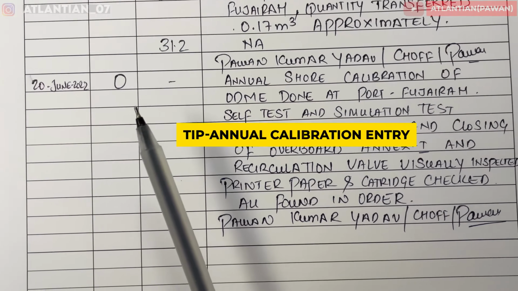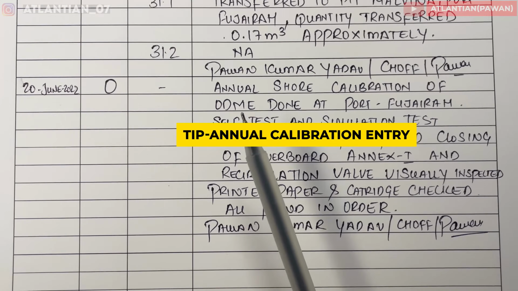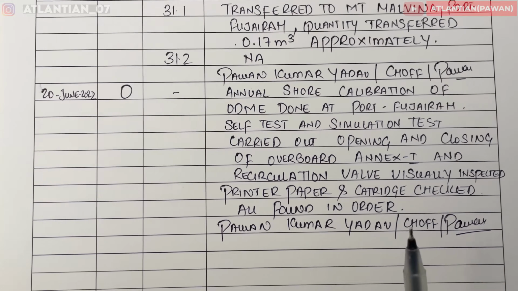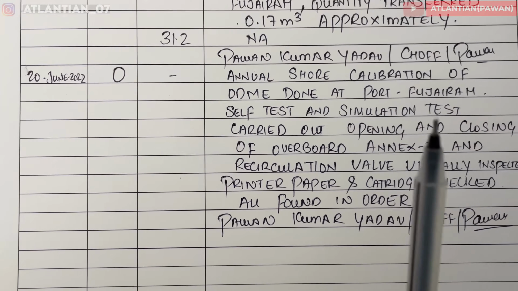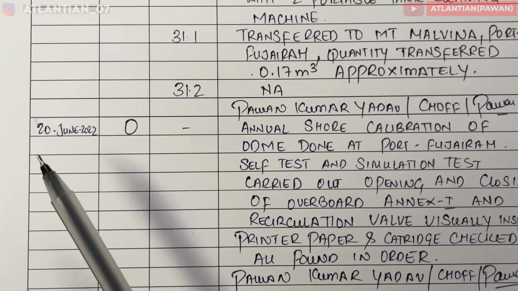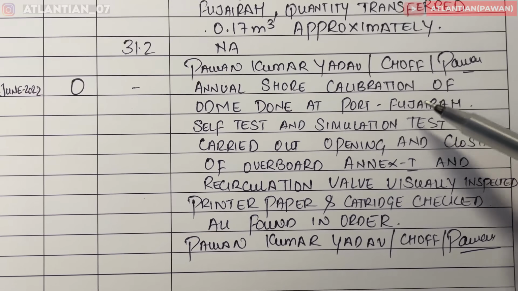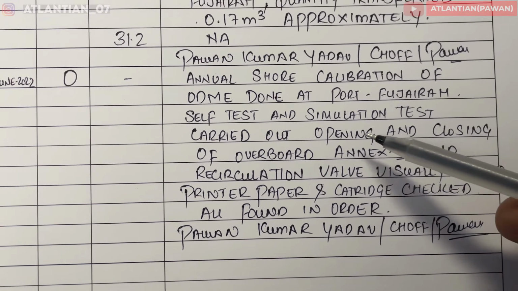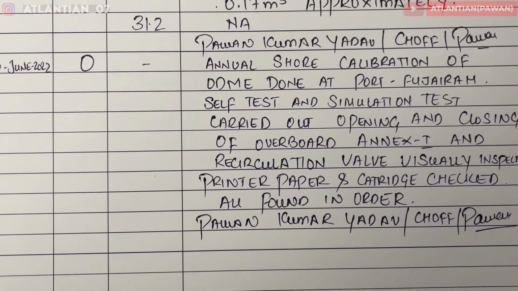So lastly, I'll just show another entry where we have done annual shore calibration of ODME. Once we do annual shore calibration of ODME or ODMCS, that will also come under code O, and the entries are similar, only one additional line will be there, that annual shore calibration of ODME done at this location. That's it. Rest all is the same as what we normally do in our monthly test. But many people normally forget to make the entry of annual shore calibration of ODME. We must also put an entry for this as well.